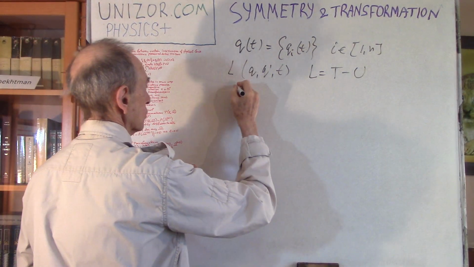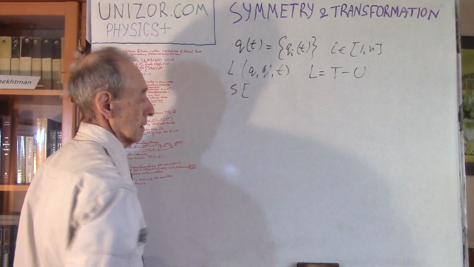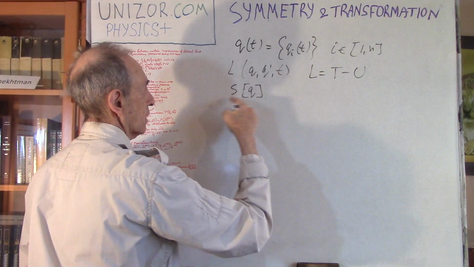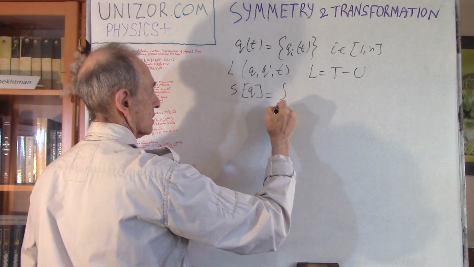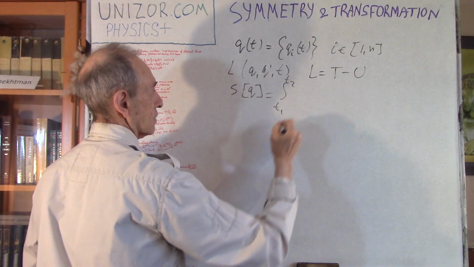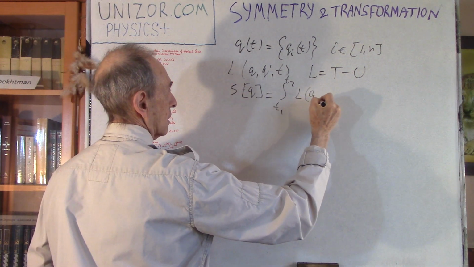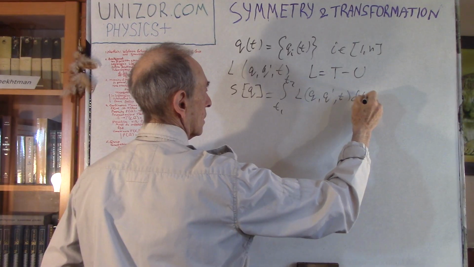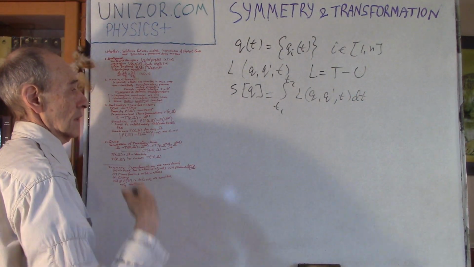Also I would like you to know that there is an action functional which depends on trajectory, and this is the integral from the beginning to the end of the trajectory of the Lagrangian. So I presume this is known.